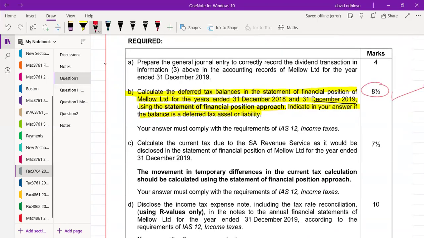If you are doing 3701, your first assignment will look almost similar to this, just that you'll be having different maybe information to study. But you will calculate the deferred tax. And then immediately after that, they will want the current tax calculation. So calculate the current tax due to SA Revenue Services as it will be disclosed in the Statement of Financial Position of Melo Limited for the year ended 31 December. The movement in temporary differences in the current tax calculation should be calculated using the Statement of Financial Position approach. You should use the information calculated there.